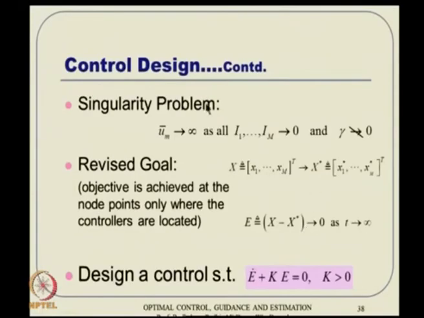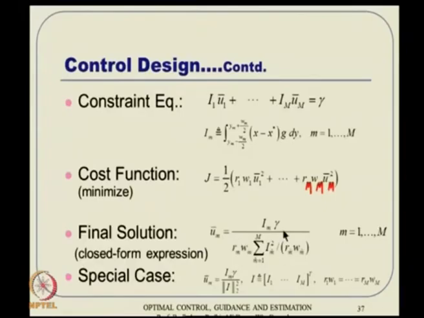The problem turns out to be like that: as all the i's go to 0 and gamma is non-zero, the control will blow up to infinity. Okay. Now, if you see this, when will that happen? Now, remember the expression for y and all that, the i's and all that.